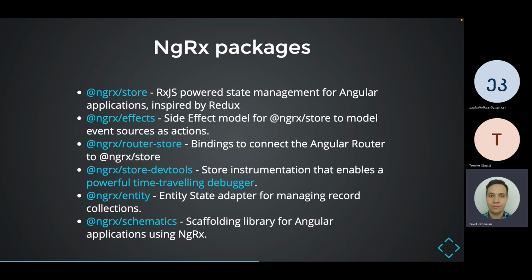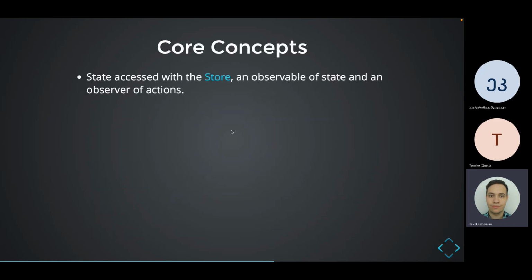So to get started, we'll need the following packages to be installed within our project. Actually, we don't need all of them, but the most popular ones are the store, because there is no state management without store. We'll need to install effects, router store, to connect all the routing events with the store, and the store dev tools, obviously, to track all of the actions and state changes during the development. Okay, so what are the core concepts of NgRx?